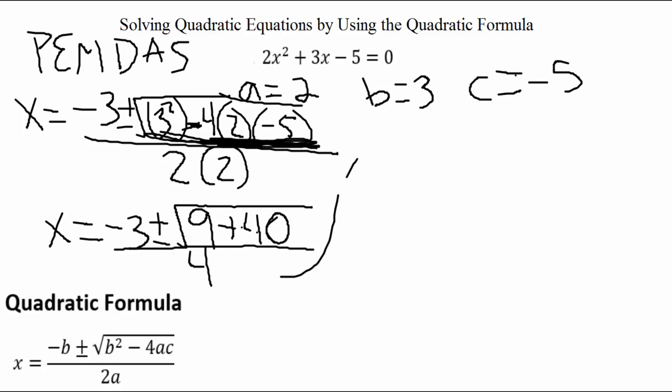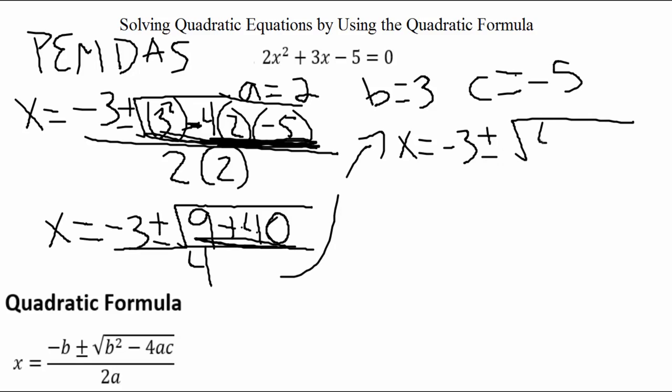Okay, so I'm just going to move this up here since I don't have much room on the screen, and I want to keep this going. So I'm going to bring over the x is equal to -3 plus or minus. The only thing I'm going to do here is underneath the square root symbol, we have this 9 plus 40. Well, 9 plus 40 is 49. And we have that over 4.